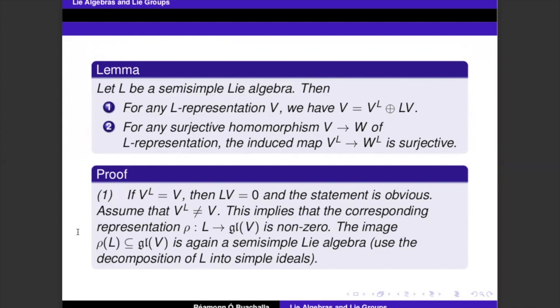Okay, so let's read the lemma and see what it states first of all. If we have any L representation V, any L module, then it claims that we can decompose it into V^L and a direct sum of LV. LV is just the image of V under the action of the algebra, the span of all elements of the form xv, where x is in L and v is in V.